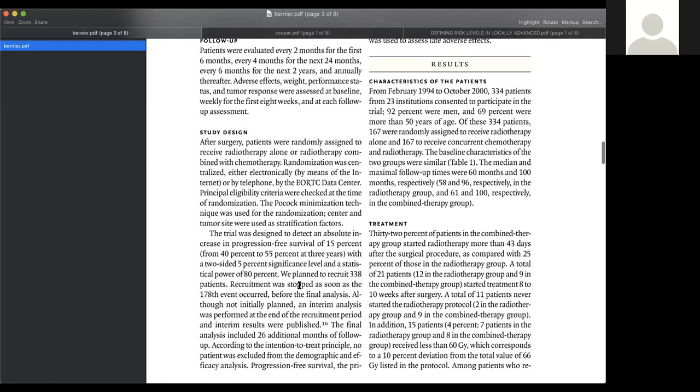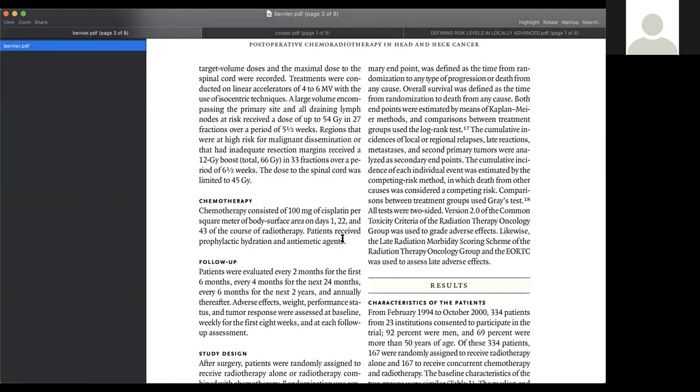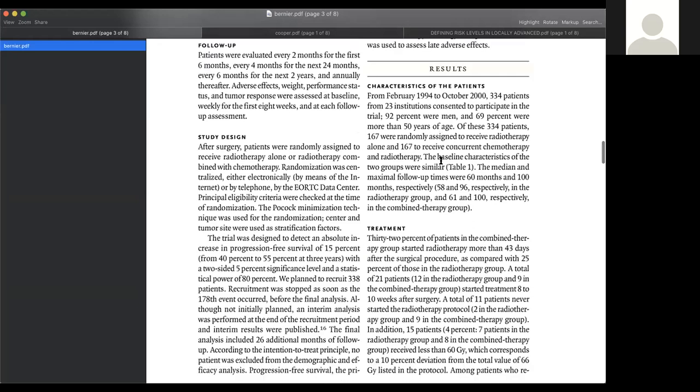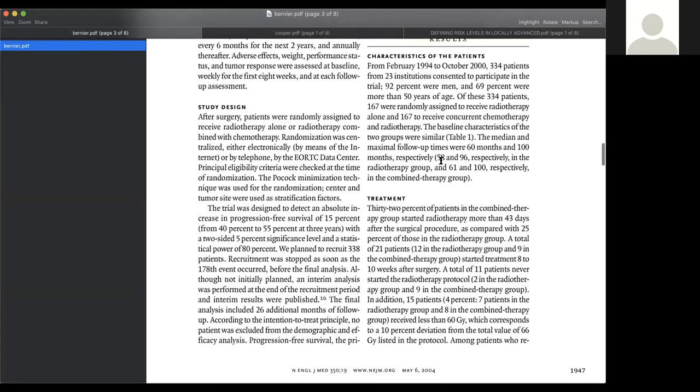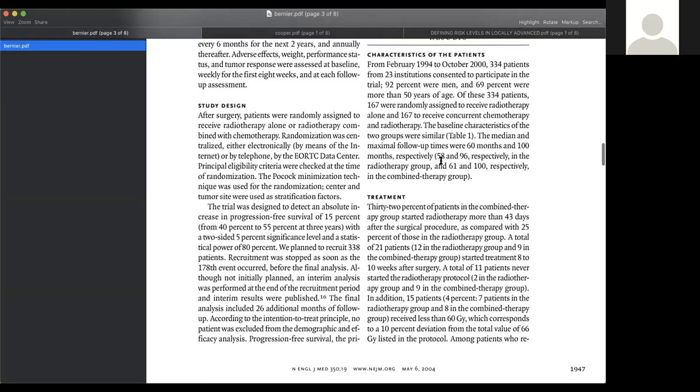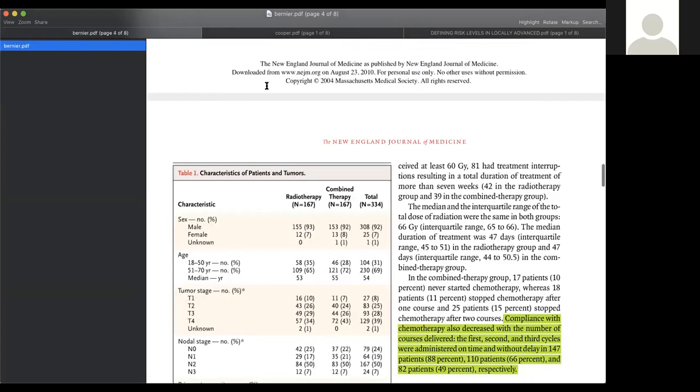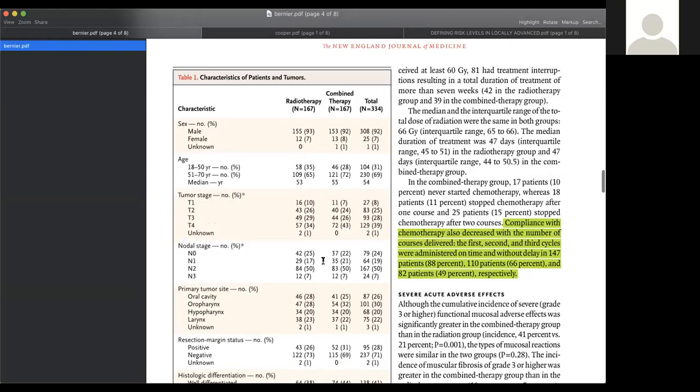So in this paper, they had done the study from 1994 to 2000. They had 334 patients from 23 institutions. Their baseline characteristics were quite similar. That is, male, female, habits, the type of tumor, the stage, the site of tumor. Most of them were in the comparable group. So that is why you have to look at the table with characteristics of patients and tumors. And you can see here that most of them were comparable.